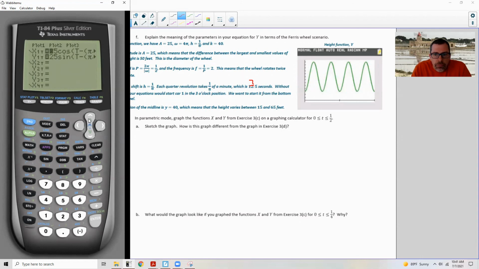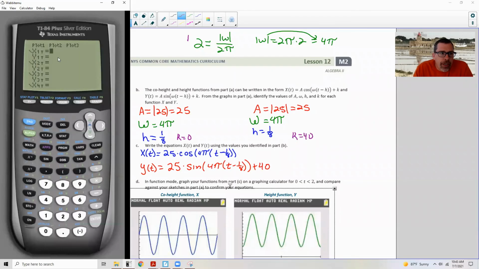Something is wrong with my window. T min 0, T max a half, minimum 0, max 2, that's my X. Okay, let's change that from negative 25 to 25. Let's see what that does. Okay, I'm just seeing a little blip here. So let me see what's going on here. Okay, so I didn't have the right graphs. I had the old graphs in there. So now I have to change this.